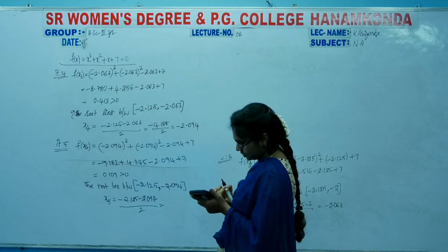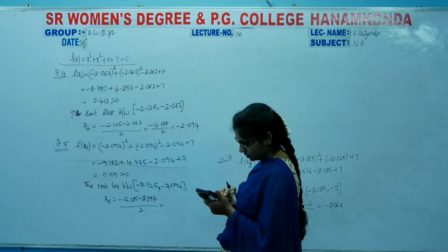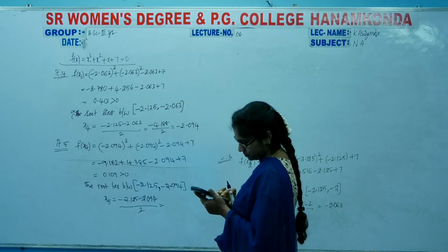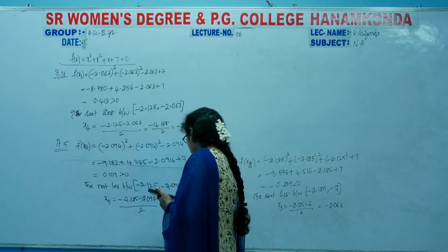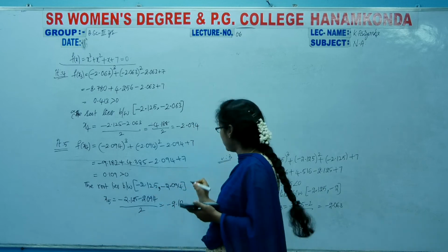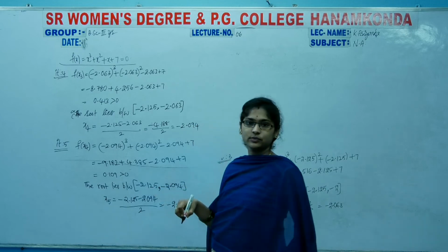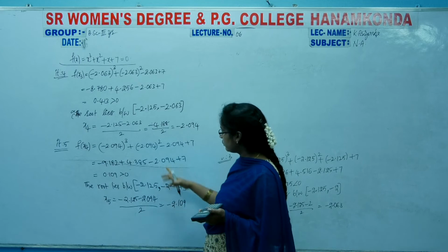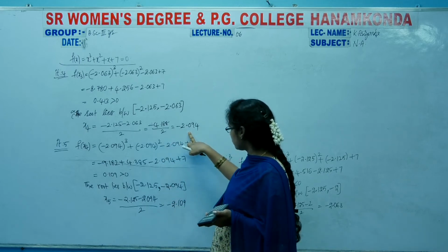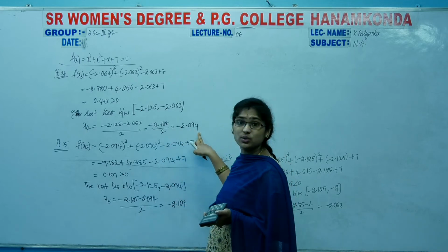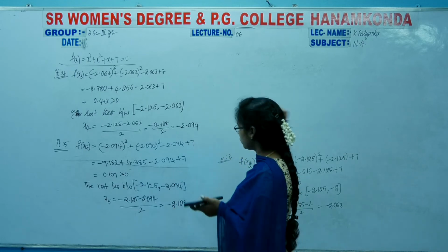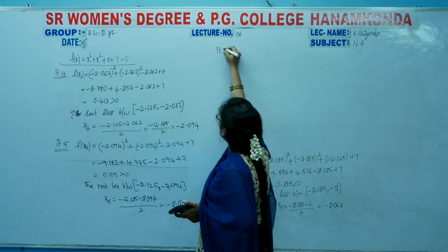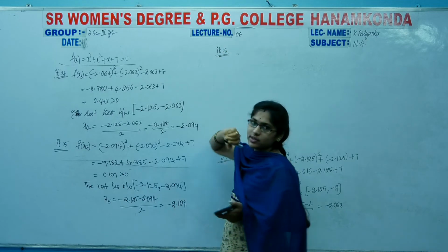2.125, 2.094. It is minus 2.1095. So I am taking 2.109. So now we have to observe x4 and x5. What is x4? Minus 2.094, and here I have minus 2.109. Again it is changed. So that's why again we have to go for the next iteration number 6.